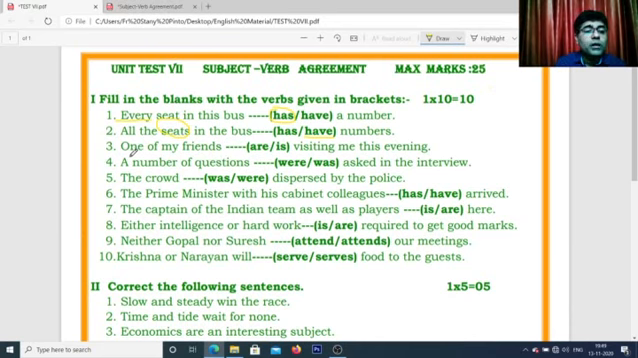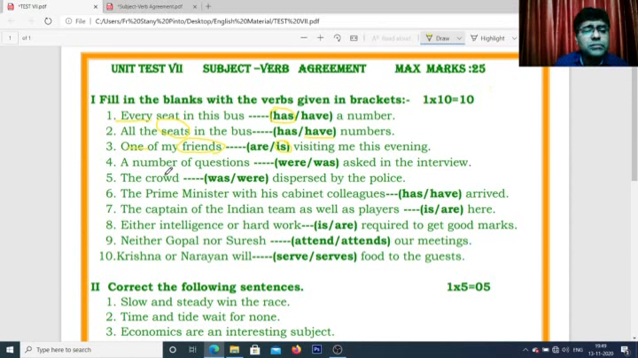Okay. One of my friends dash visiting me this evening. Now remember, don't commit the error of proximity. What is that? Don't be misled by friends, but we are referring to only one. Hence the answer is: One of my friends is visiting me this evening.